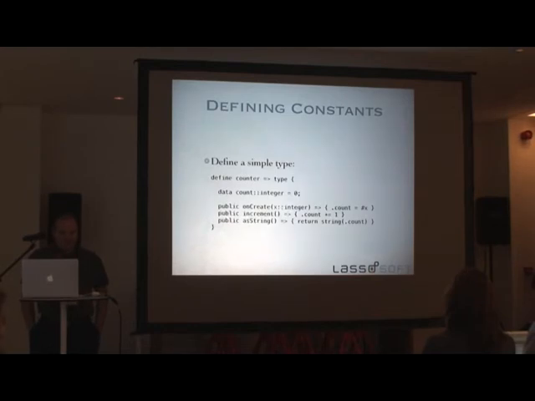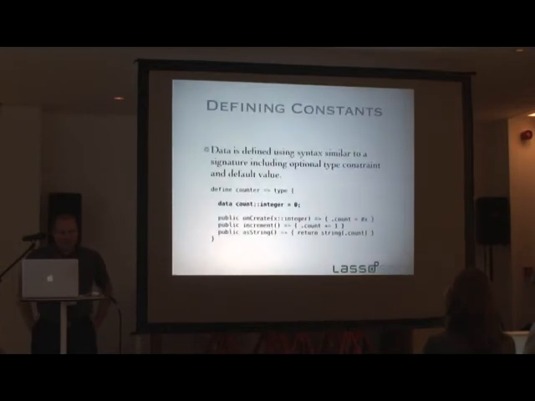Counter has, I'll walk through the different parts, but it has a data section and a number of public tags. So data is defining a member variable of this type. Every time you create a counter, it will also have this member variable. So in Lasso 8.5, you used the local tag within the defined type. This is exactly the same as that.